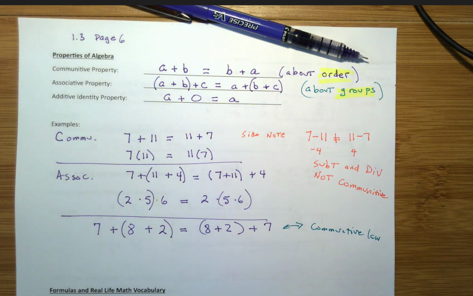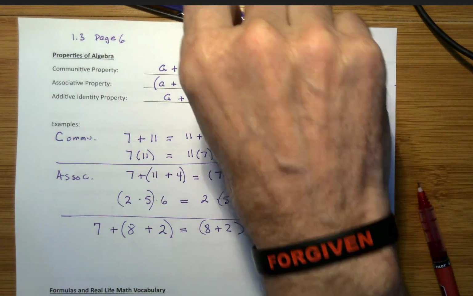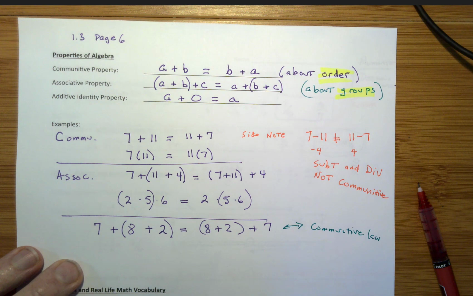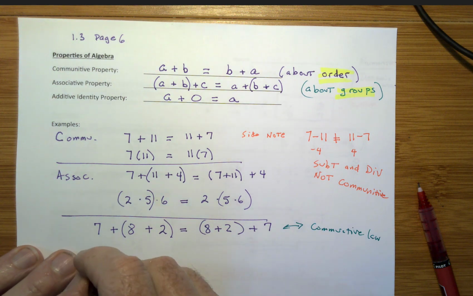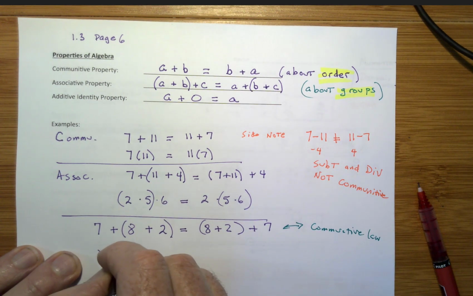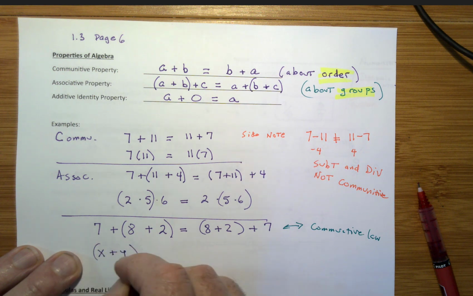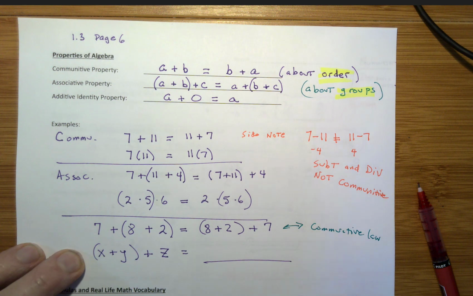All right. So let's say we do x plus y plus z. I'd like you to use the associative law and rewrite that one. So pause the video and write down what x plus y in a group plus z is equal to if we're using the associative law.